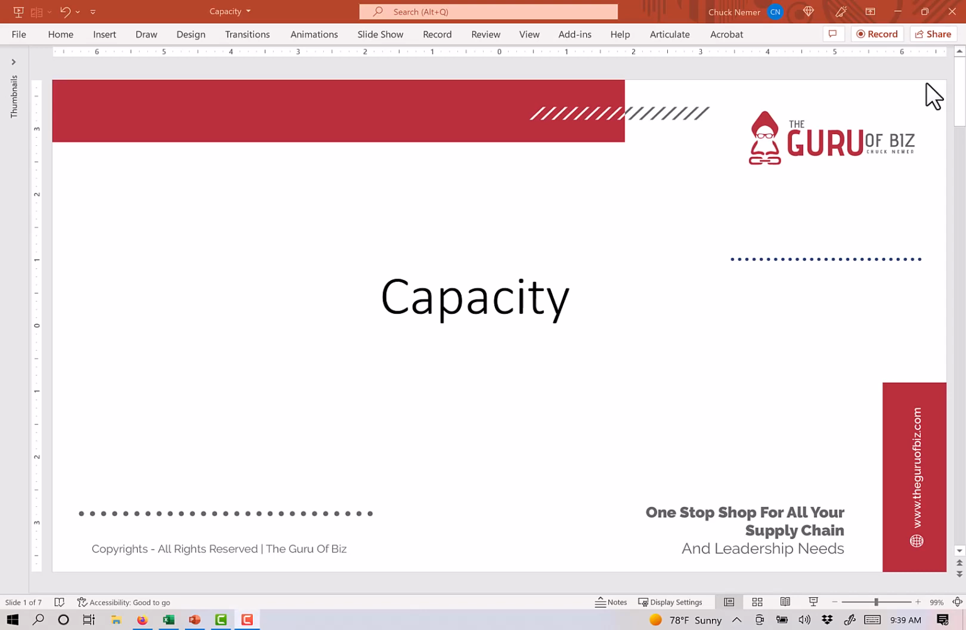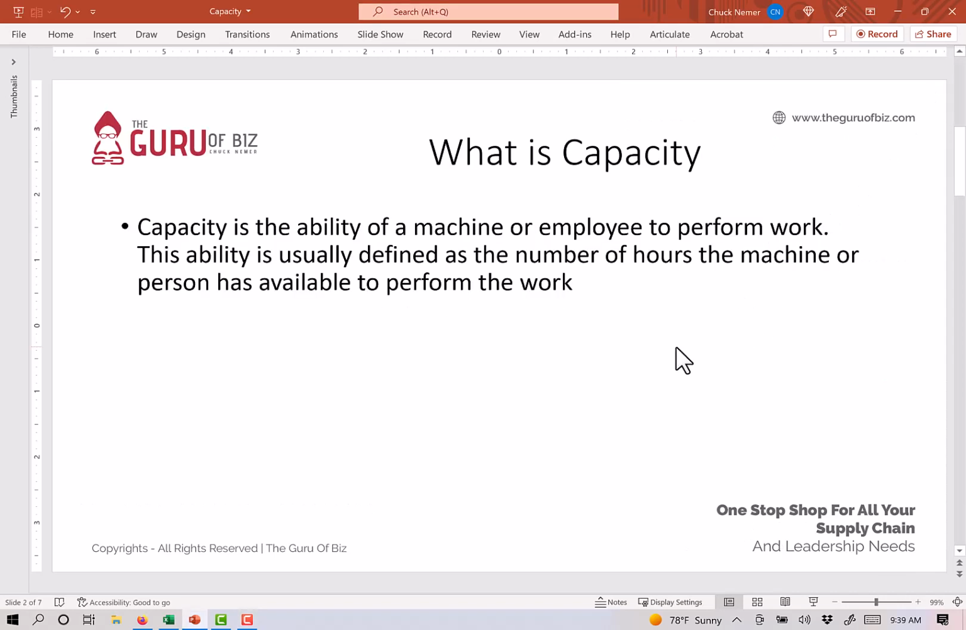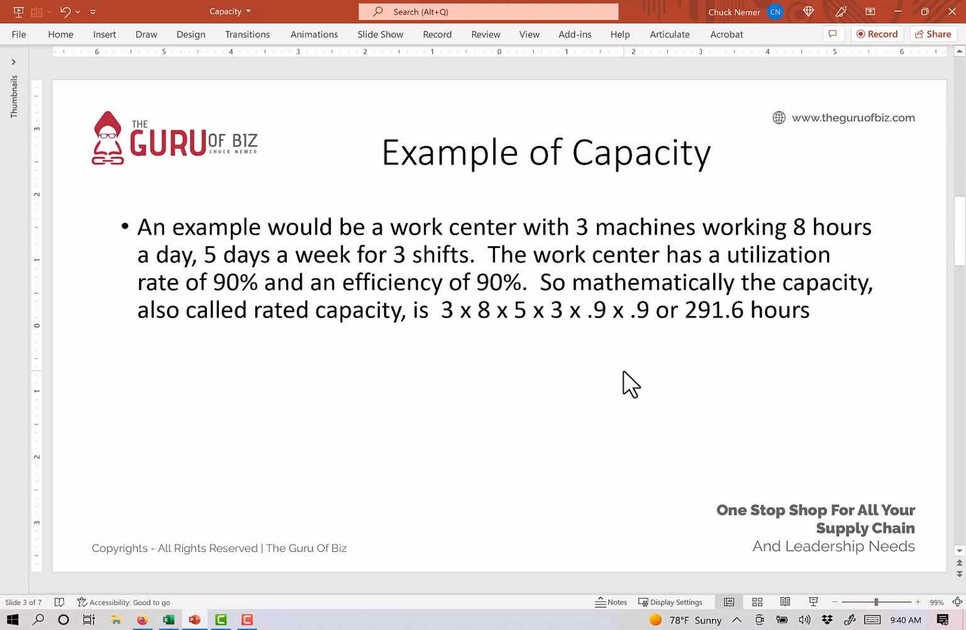In this conversation, we're going to look at the concept and the term of capacity. Capacity, if we look at it very narrowly, is the ability of the machine or the employee to perform the work. But capacity can also be the amount of space in the warehouse, the amount of currency you have available for a project. So capacity can really apply anywhere, but most often for machine and employees' work. And so it's usually defined as hours the machine or person has available to perform the work.